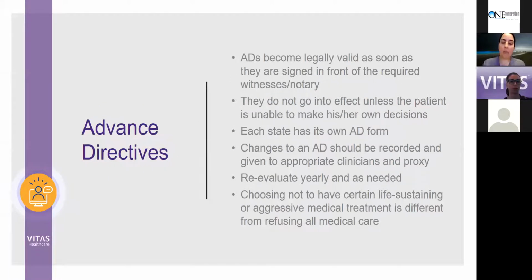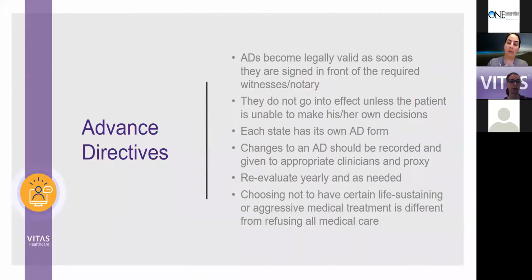Advance directives become legally valid as soon as they are signed in front of the required witnesses or notary. They don't go into effect unless the patient is unable to make his or her own decision. Thinking of the fact that if a person is able to make his or her own decisions, they can override whatever it says in the advance directive. Each state has its own advance directive form.